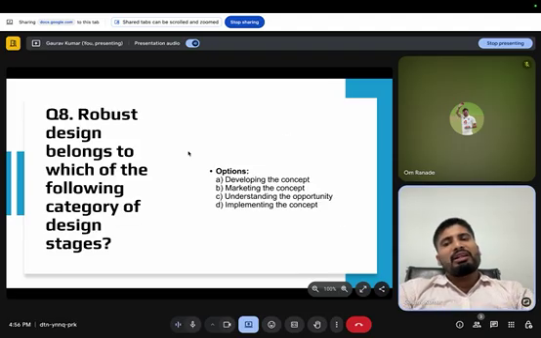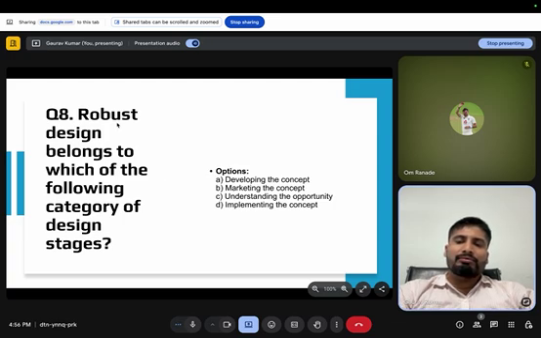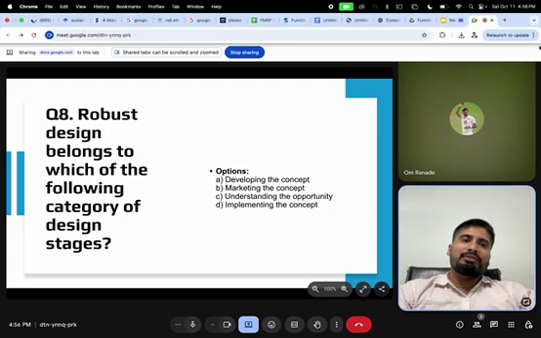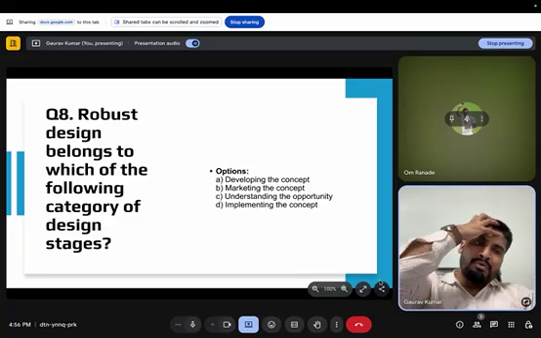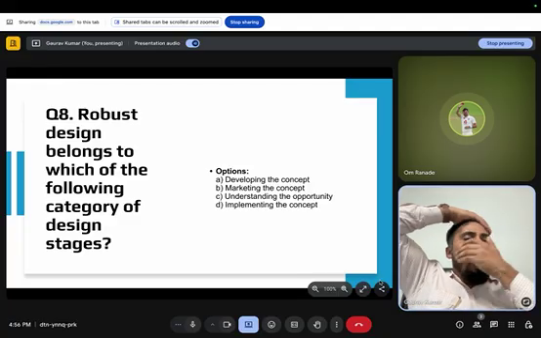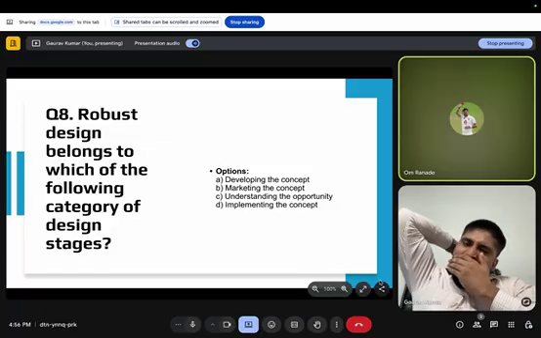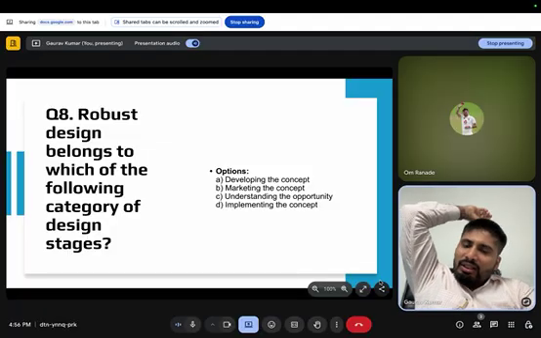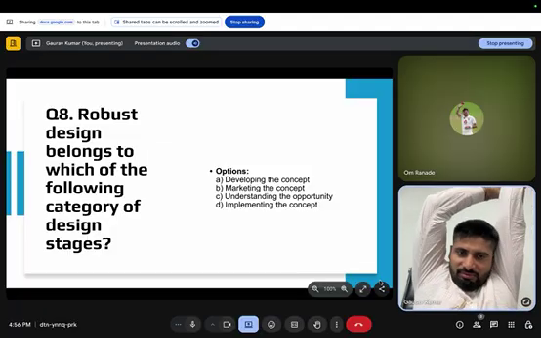Now question number 8. Robust design belongs to which of the following design stages? Sorry, so the following categories of design stage. Yeah. Can you answer? Developing the concept. Developing the concept. Okay. But you are wrong.